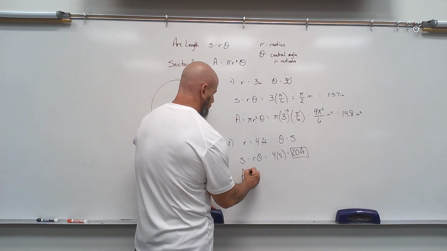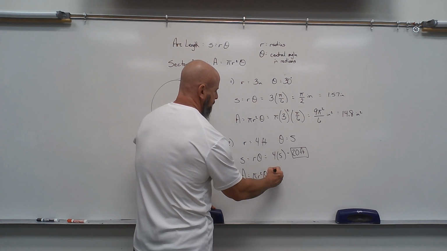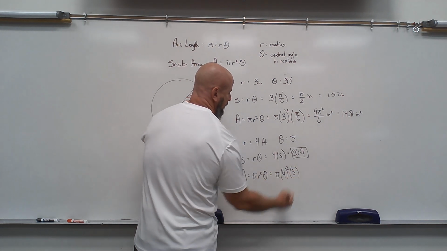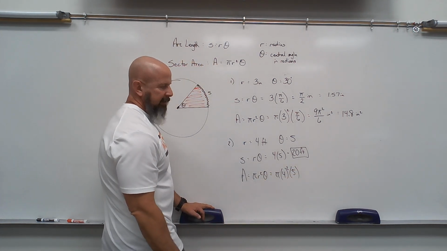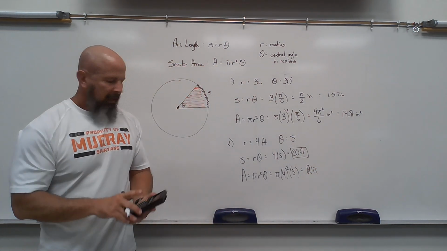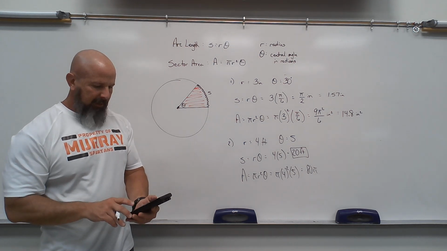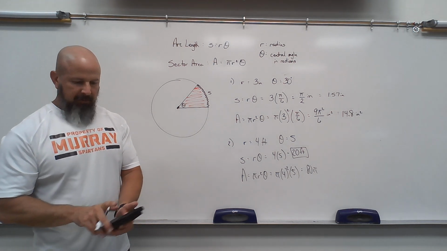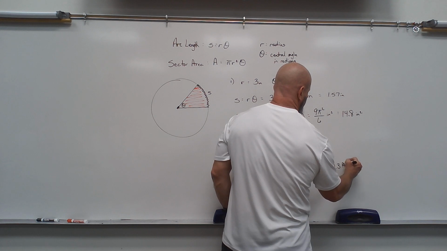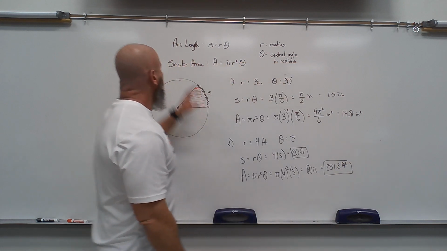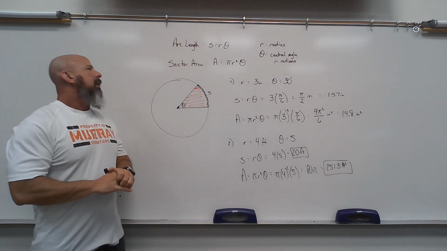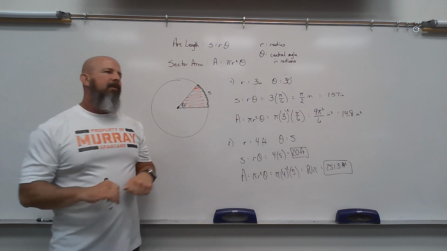Area, pi r squared theta, should be pi 4 squared times 5. Oh, what's that? 16 times 5, 80 pi. And 80 pi would definitely be okay. Then the decimal, about 251.3 square feet. So two formulas working with arc length and sector area. We'll do other things with radians, but that's two initial pieces that are using that radian measure in the formula.